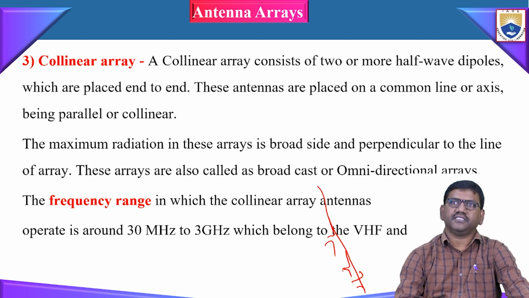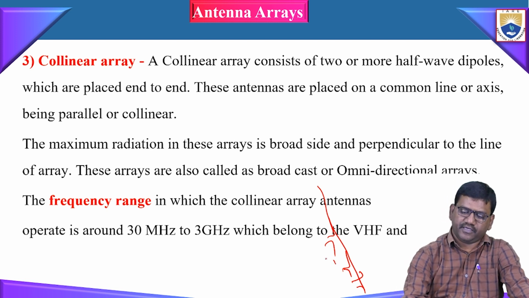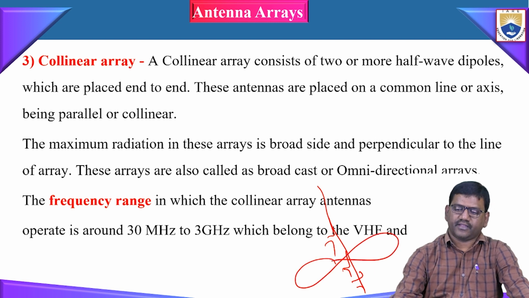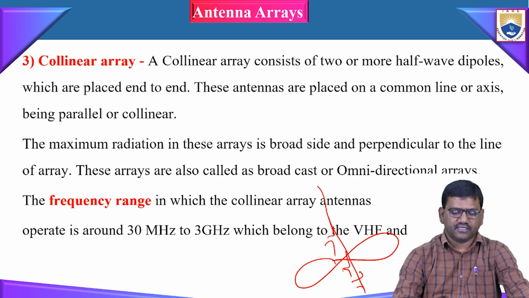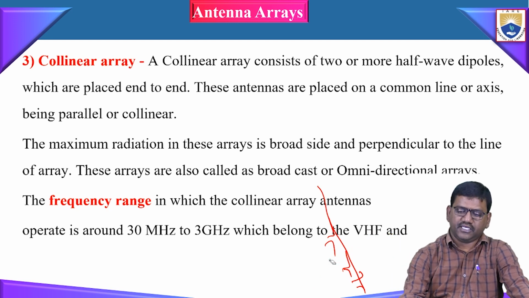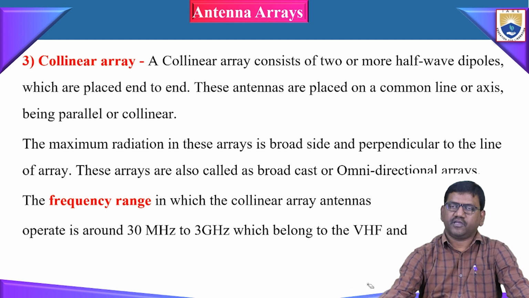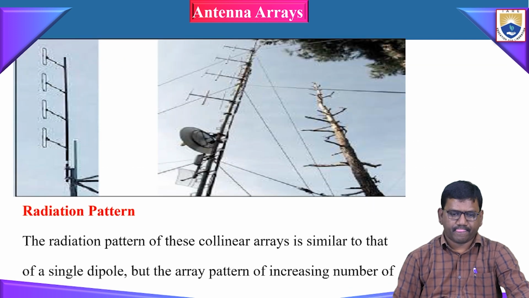The maximum radiation in these arrays is broadside, that is perpendicular to the line of the array. So these arrays are also known as the broadside or unidirectional arrays. The frequency range in which the collinear array antennas operate is 30 MHz to 3 GHz, which belongs to the VHF range.